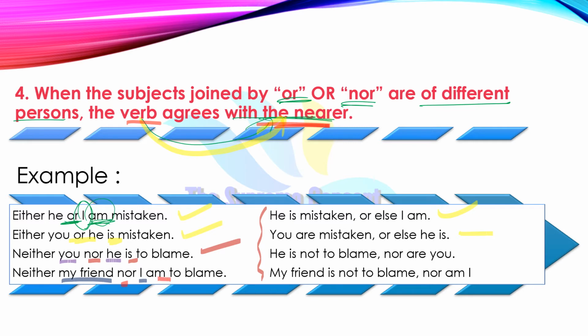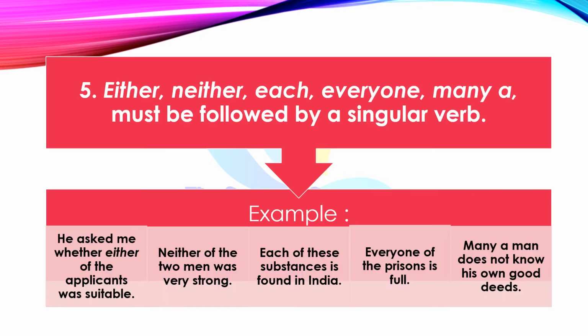So let us move to rule number 5. Either, neither, each, everyone, many a must be followed by a singular verb. This is the most important rule, you can say. This is the most asked question in various examinations. So always remember this: either, neither, each, everyone, many a. Many a is a single term. These are always followed by a singular verb. Keep this in mind.